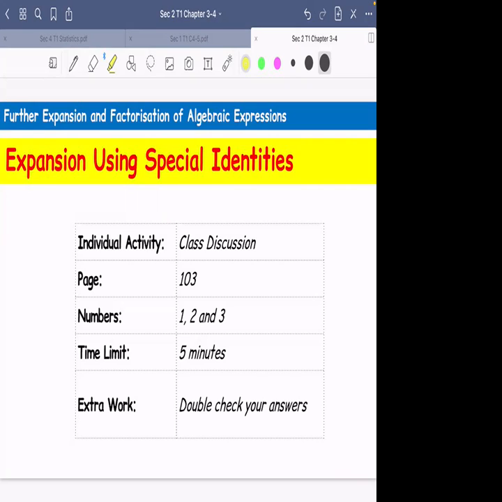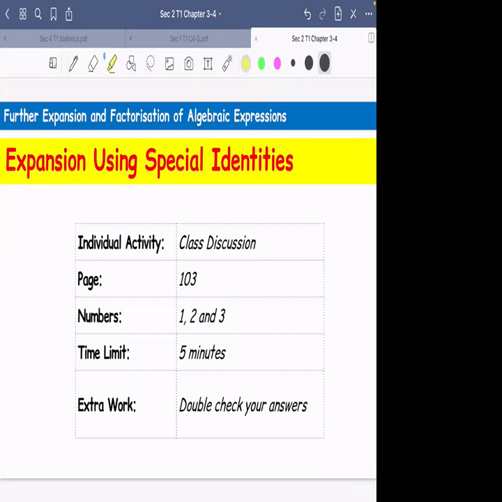Okay, can you please turn your books to page 103? Please do the class discussion exercise on page 103, numbers 1, 2, and 3. You don't have to do number 4. So 5 minutes. Just follow the format of the questions. I'll give you 5 minutes to answer those questions. It's just fill in the blanks.